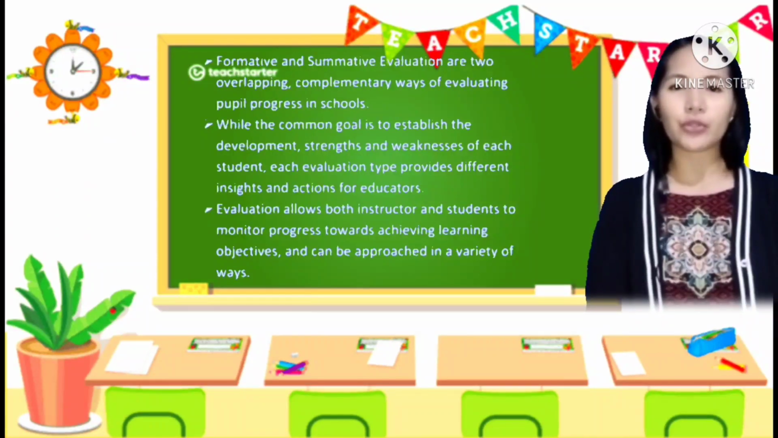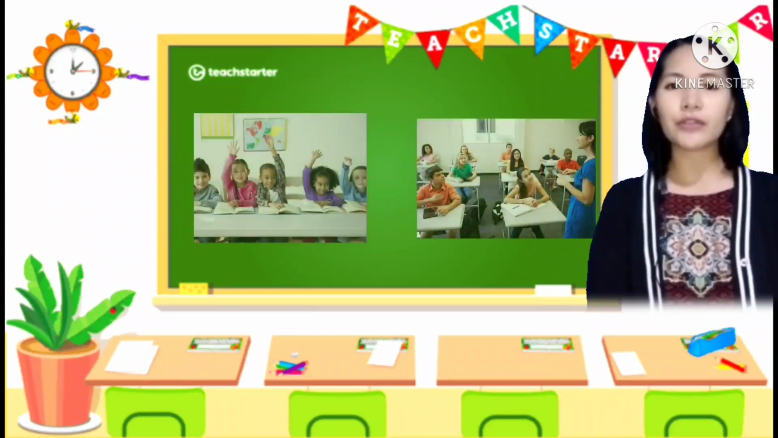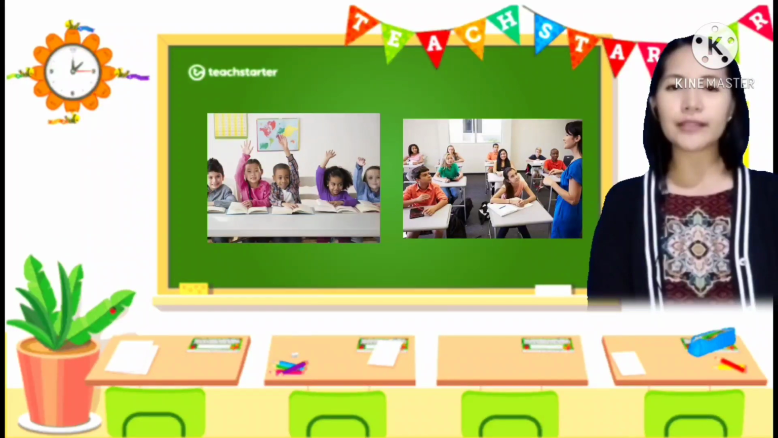Formative and summative evaluation are two overlapping, complementary ways of evaluating pupils' progress in school, while the common goal is to establish the development, strengths and weaknesses of each student. Each evaluation type provides different insights and actions for educators. Evaluation allows both instructor and students to monitor progress towards achieving learning objectives and can be approached in a variety of ways. So teachers use evaluation to determine whether students have met their learning objectives.